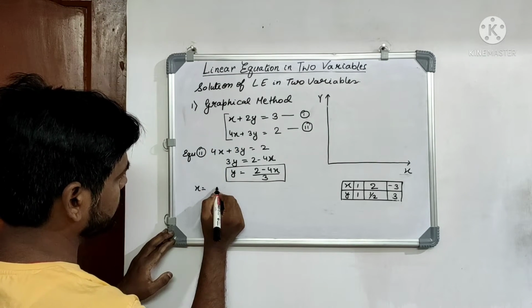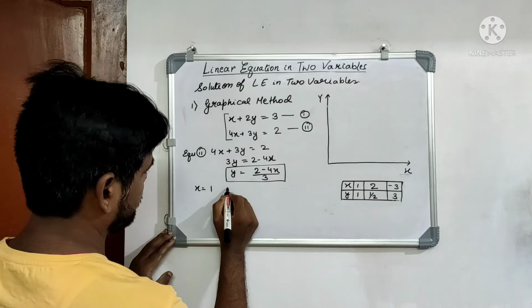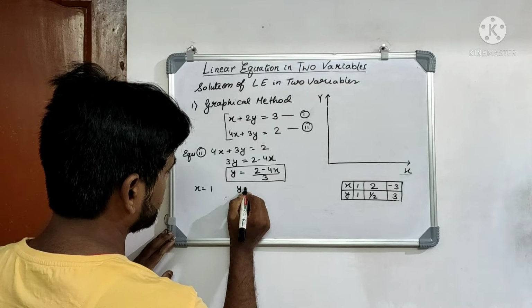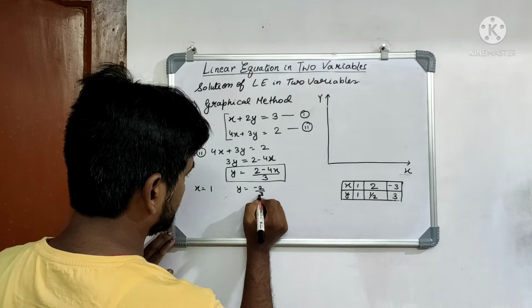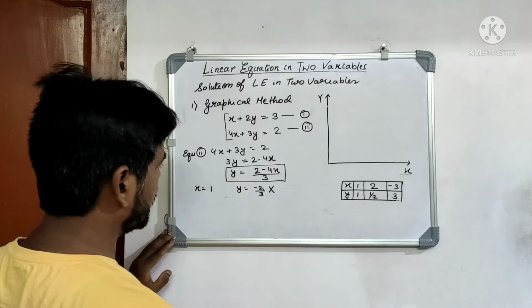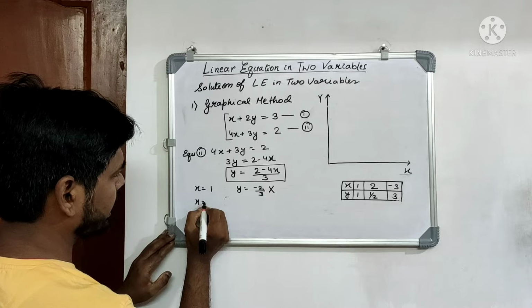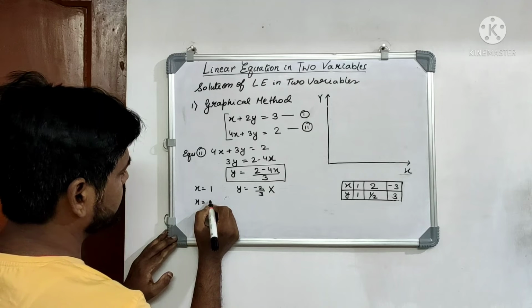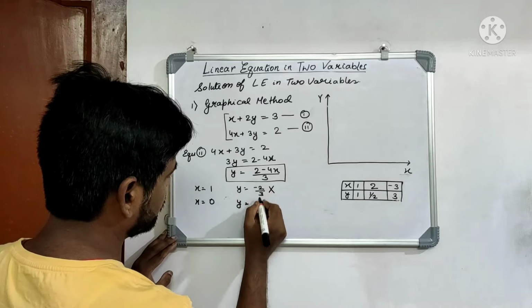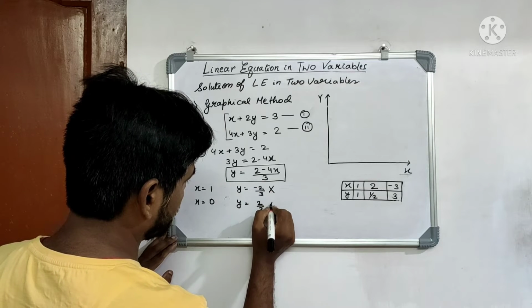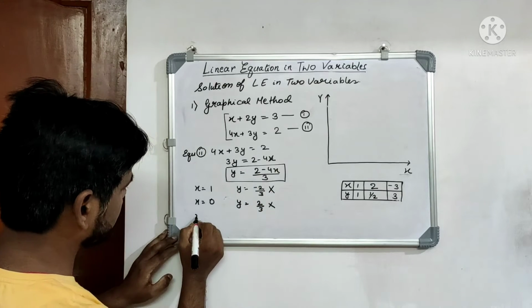Putting x is equal to 1, y is equal to 2 minus 4, that is minus 2 upon 3. So it does not look good. Cancel out this value. Again, like putting x is equal to say 0, y will be equal to 2 by 3. Again, not a good idea. Let us move on to the next one.